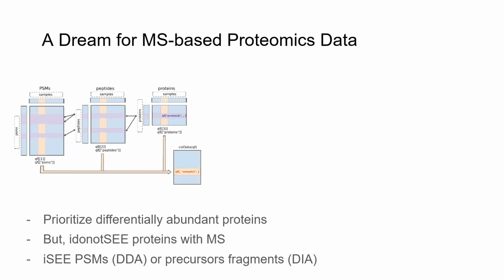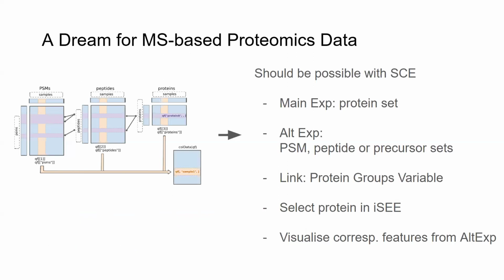And all these sets are linked to each other. So if I take a protein, I can basically get back all the raw data of it. And it would be great if we could visualize it. And if we add msqrob2 to that, our package, we can also do differential abundance analysis. So I would like to explore that with iSEE, and that should be possible.